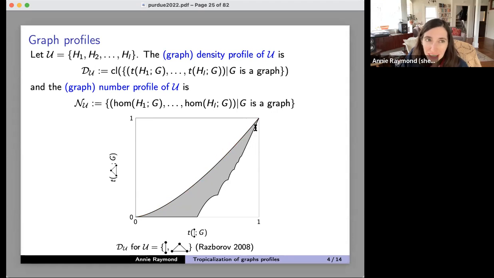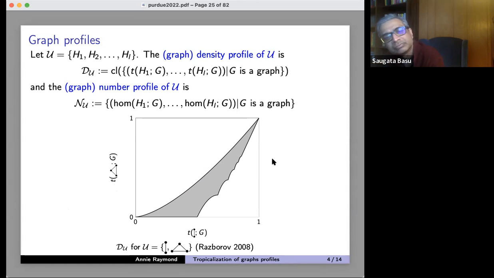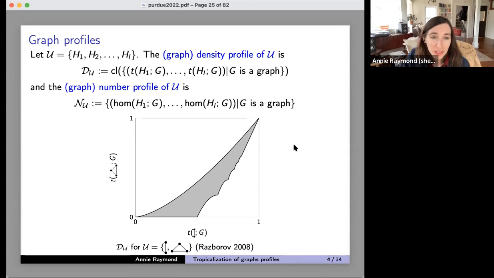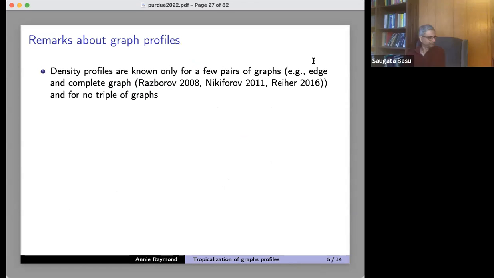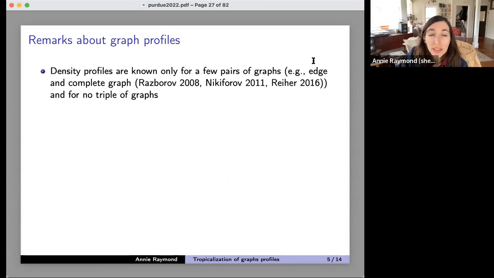And yeah, we really don't know how bad it can be. Edge and triangle is kind of the simplest collection that you could have, and already you get this somewhat complicated picture. Yeah, no, that's a great point. So we really know very, very few. We don't know any triple of graphs. So even though we know edge and every complete graph, we don't know edge, triangle, and a complete graph on 4 vertices or anything like that.